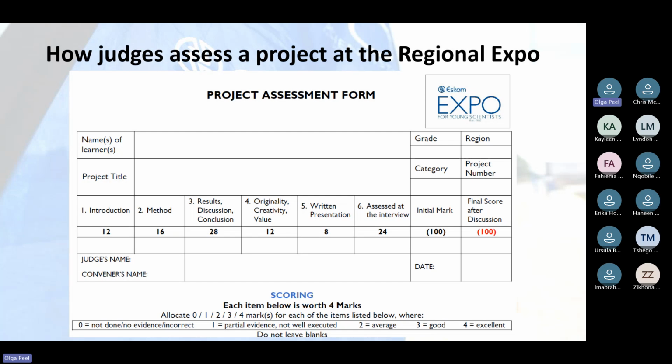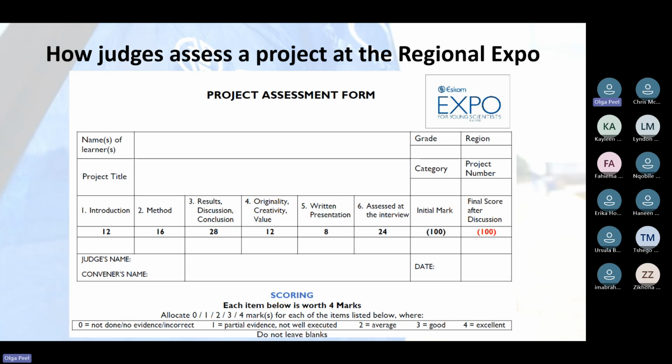Each item below is worth 4. Obviously, you, as a very good Expo participant, are aiming for 4 out of 4 all the time. Okay, naught, not done, no evidence, very bad, incorrect. Nobody, I'm sure, at Expo wants 0. 1, done but not very well and very little. Can you imagine if you did an introduction of 5 lines? You would probably get a 1 for your introduction.